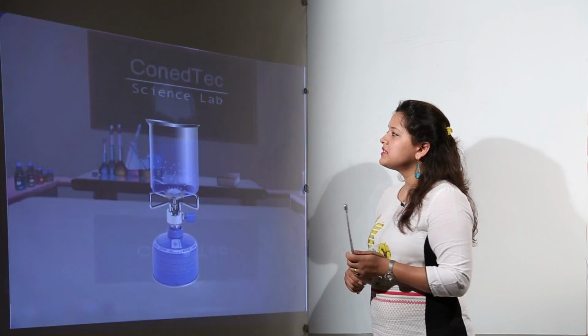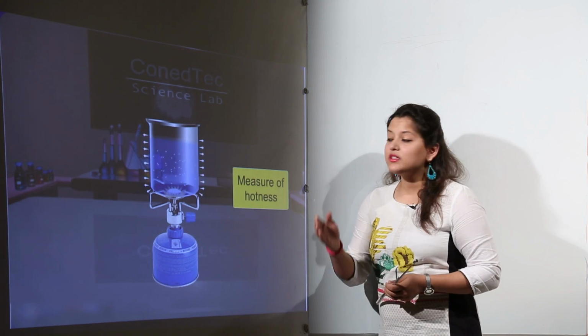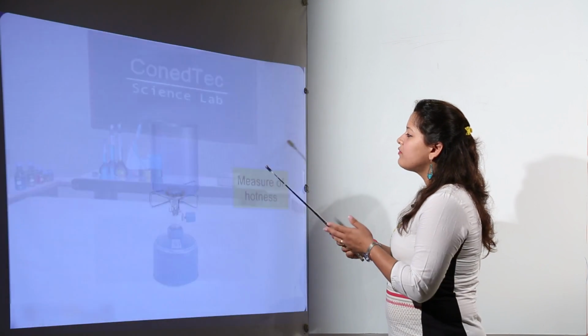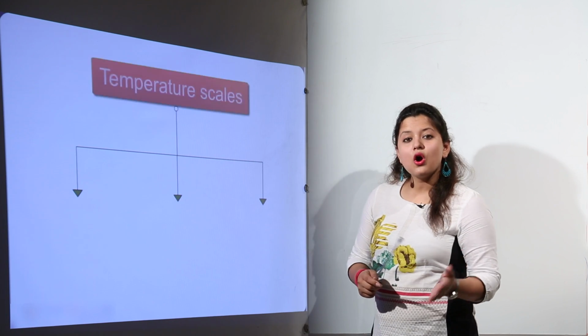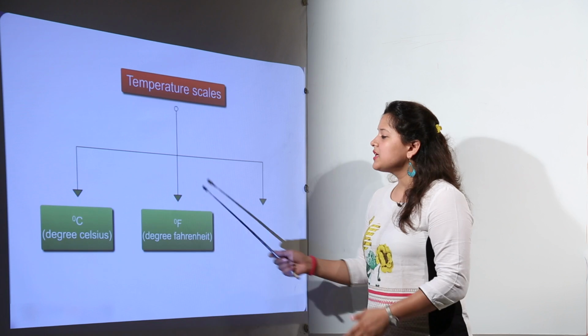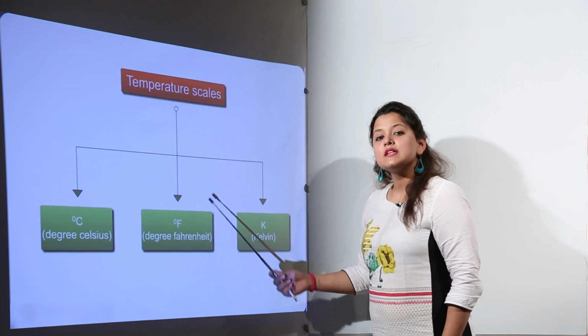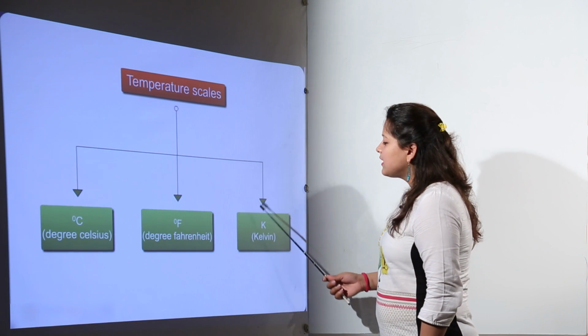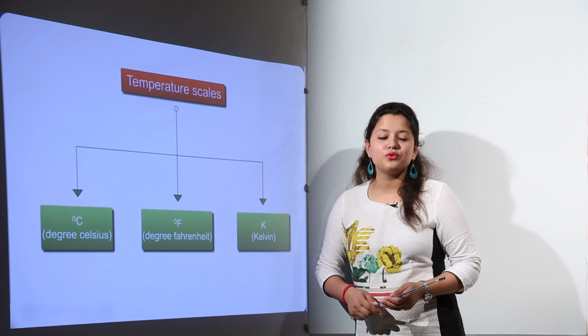Now how to measure temperature? Temperature is actually the hotness or coldness of any object. How hot or cold an object is, we come to know with the temperature. Temperature can be measured in degree Celsius, degree Fahrenheit and kelvins. Kelvin is the SI unit for temperature.